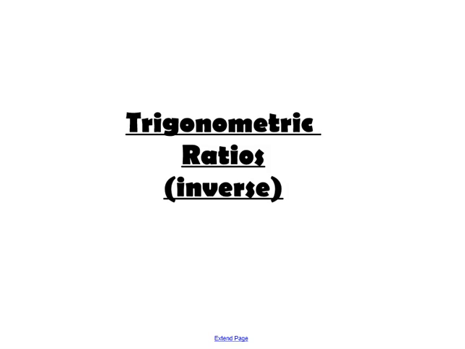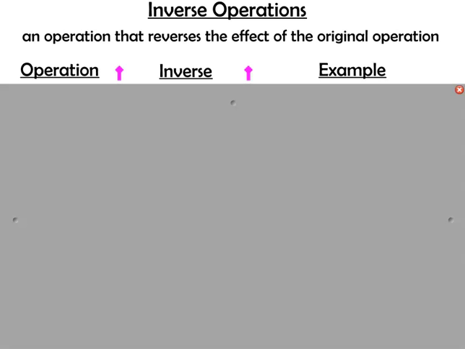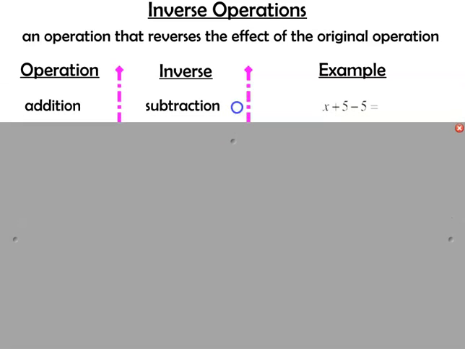Trigonometric ratios, the inverse. Inverse operations are operations that reverse the effect of the original operation. So when we look at addition, the inverse operation is subtraction. So x plus 5 and minus 5 will cancel out, and we're left with x.